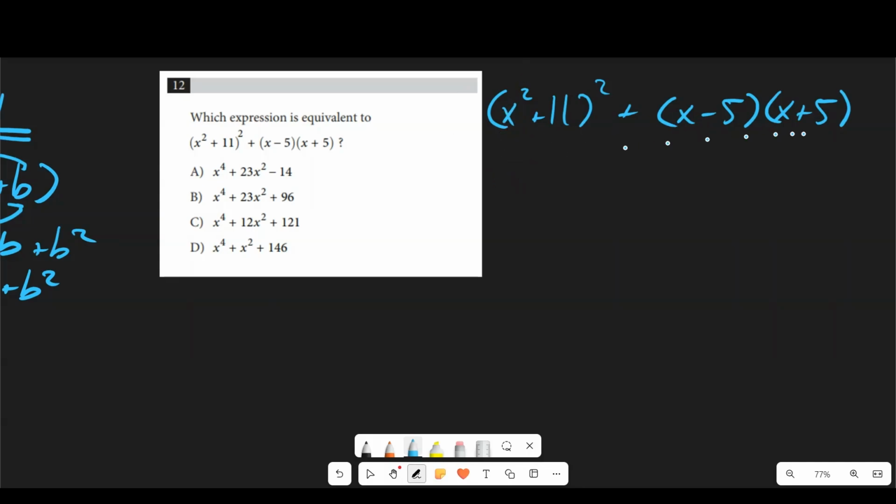Now let's start by expanding it. The way we expand these binomial terms is, we know this is squared, so that means we just have to write it multiplied by itself.